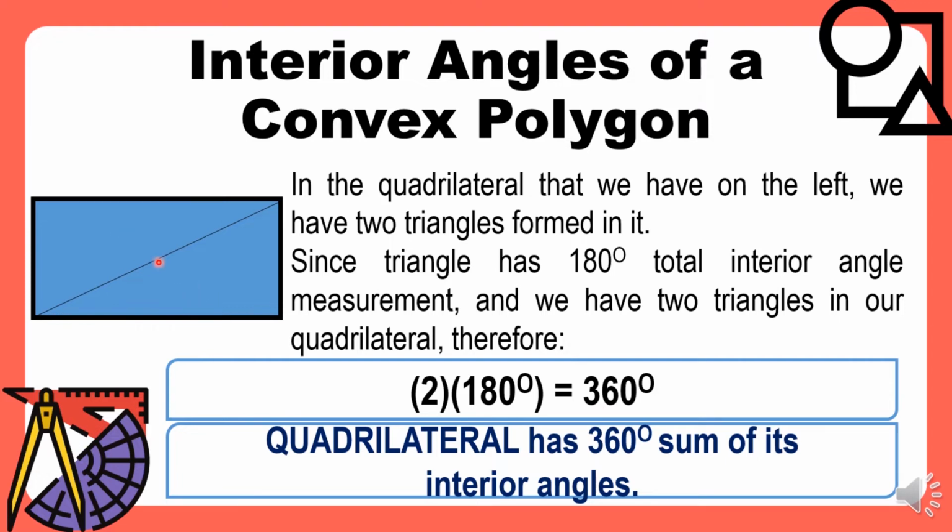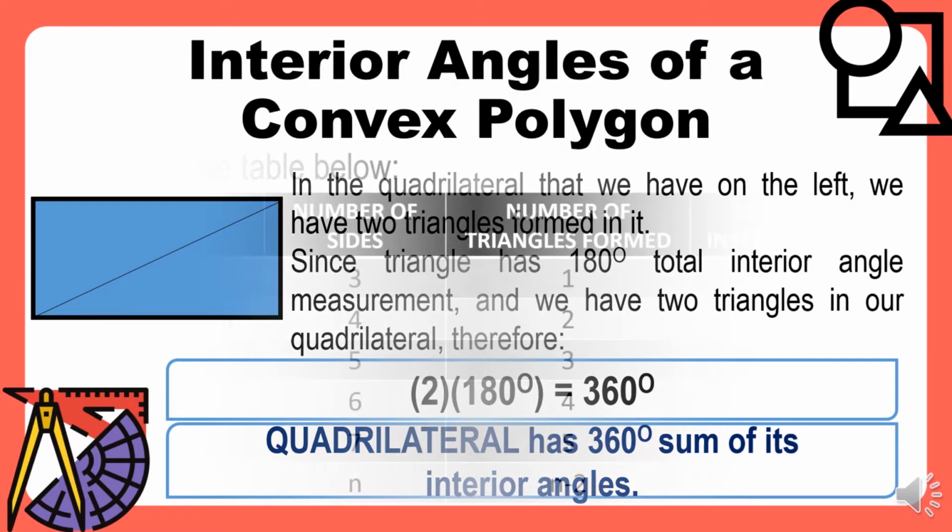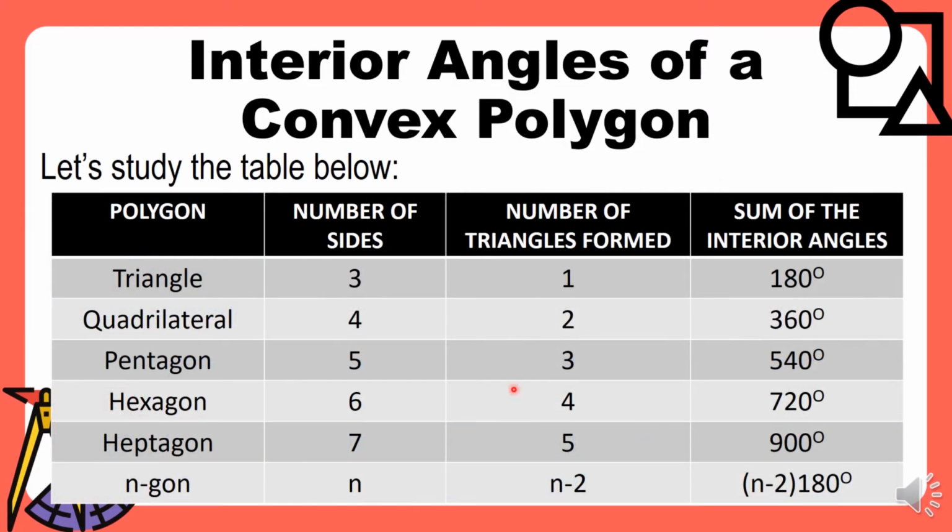Mahusay! Dahil sa isang convex quadrilateral, may 2 triangle tayong nabuo. Ang isang triangle ay may kabuang sukat ng mga interior angle na 180 degrees. Kaya 2 triangles times 180 degrees is equal to 360 degrees. Now let's study the table below. We have polygon, number of sides, number of triangles formed, and the sum of the interior angles.